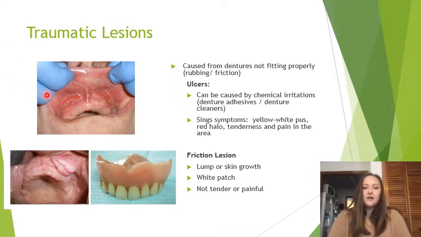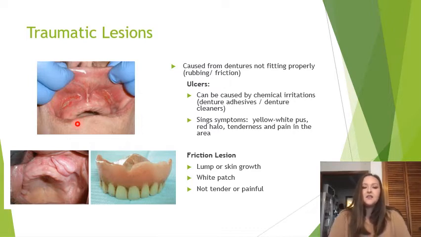So as you can see on the left side over here, this person has some ulceration up in their gum area, right at the top, and that's usually where the top of the denture's border is going to be, right up there in the top of the gums. And you can see it's kind of like a yellow, white, pussy area. You can see up there it has a red halo looking area. It's usually going to be tender and painful. It makes it very difficult, and a lot of people don't want to wear their dentures due to this ulceration.